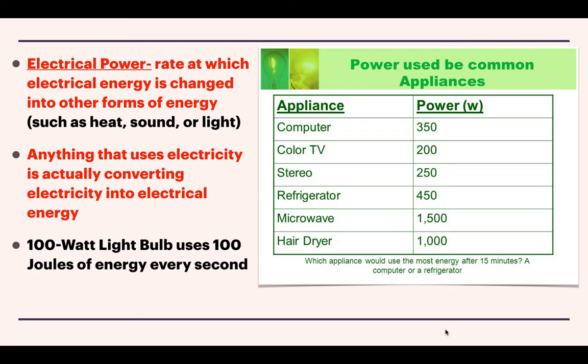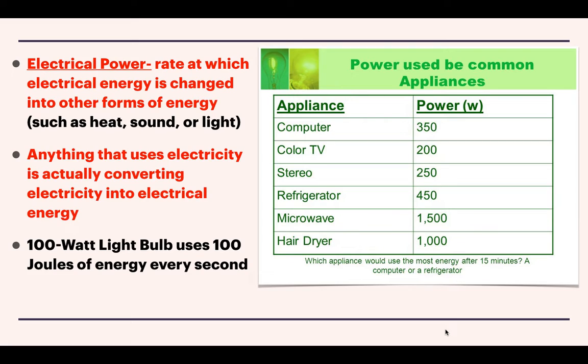So first of all, the definition of electrical power is the rate at which electrical energy is changed into other forms of energy. Just like we've talked about all along, transfer of energy, law of conservation of energy, we cannot create or destroy energy. The energy that is produced in power plants, as it gets to you, it's just transferring. That's all we're doing. We're transferring energy, turning it into something else.